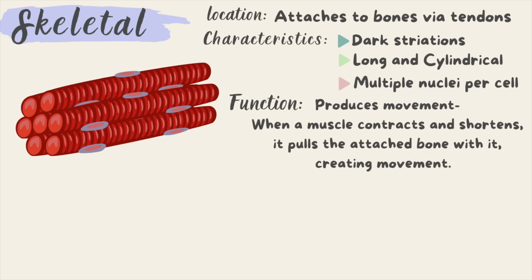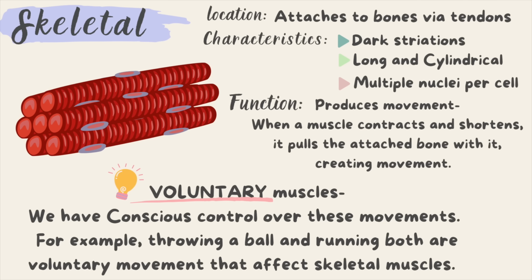So it's super important to note that skeletal muscle is voluntary. It is a voluntary muscle, meaning we have conscious control over these movements. So for example, throwing a ball, running, these are both voluntary movements that affect skeletal muscles.